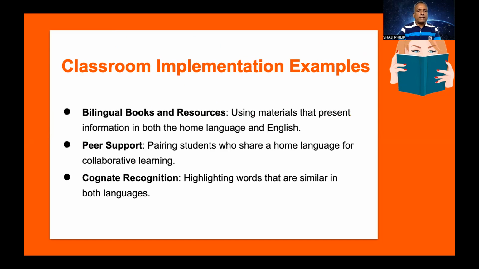Classroom implementation examples for bilingual learners, connecting home language and the target language. Bilingual books and resources: using materials that present information in both home language and English. Peer support: pairing students who share a home language for collaborative learning. Cognate recognition: highlighting words that are similar in both languages.